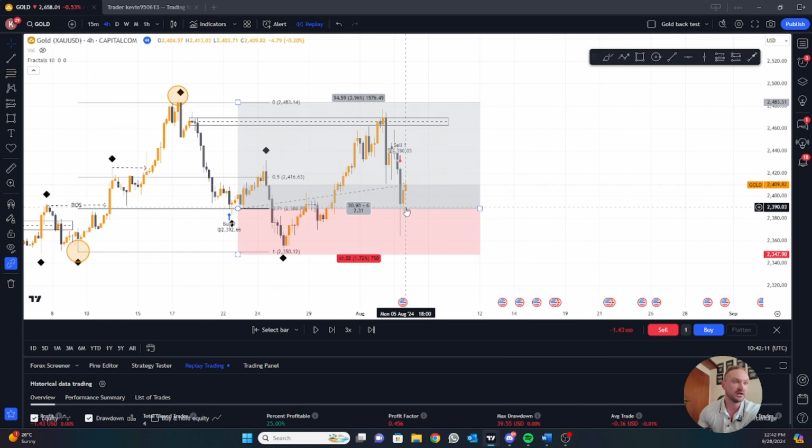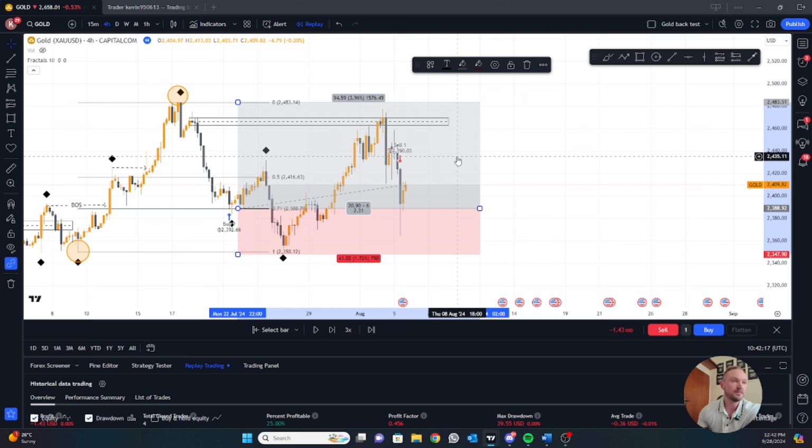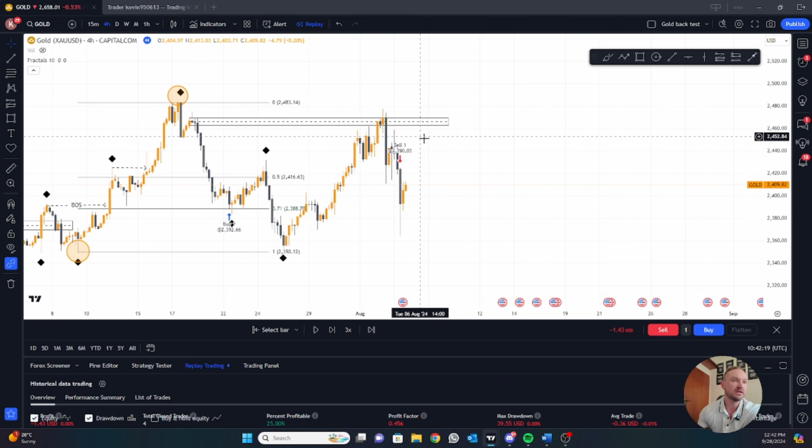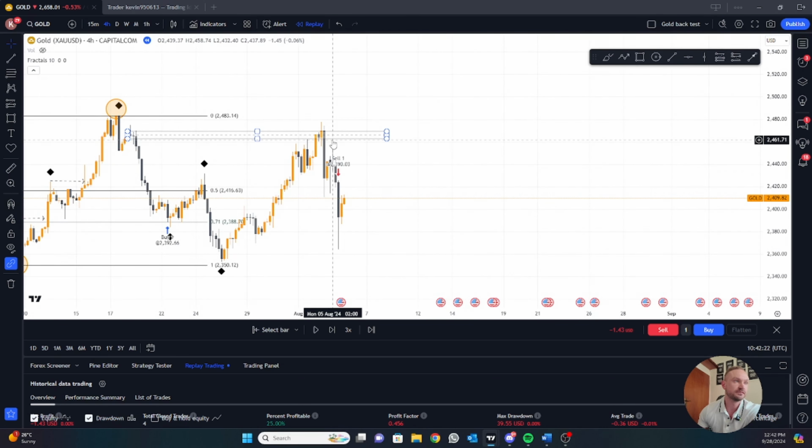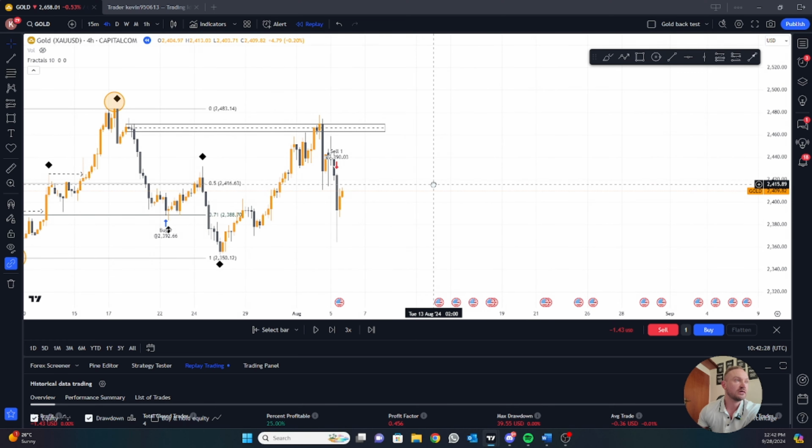Okay, so we've got our break even hit right there. So in real life, we would have taken some profit there. In this backtest, we didn't. Okay, so let's keep this order block in mind since we did react from it.